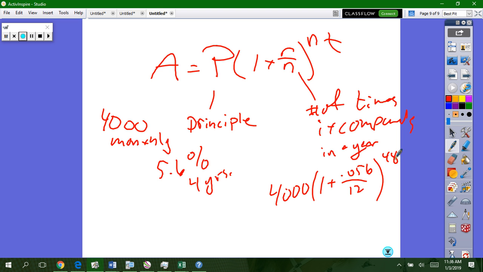What's our n? What's our compounding? 12. Use parentheses. You're gonna go 0.056 divided by 12, right? Then add the 1. That's the part you break out. Then raise it to the power. Does that make sense?